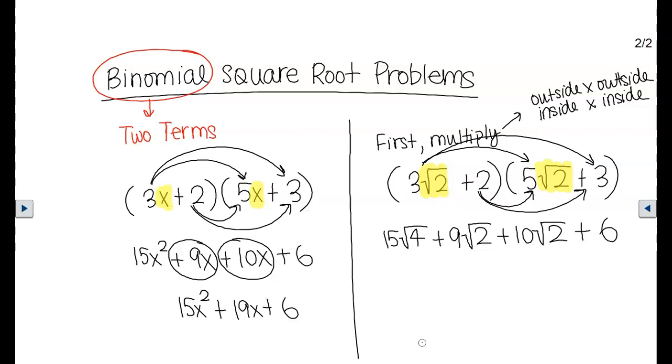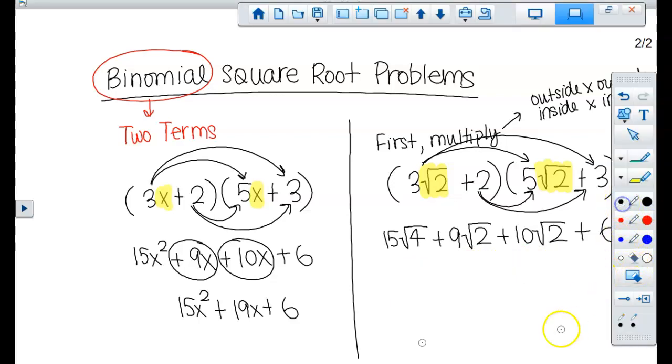All right, now the multiplying is over. We need to go through here and see if any of these square roots will simplify. Taking a look at our first one here, we have 15 square roots of 4. 4 is a perfect square, so we can simplify this.